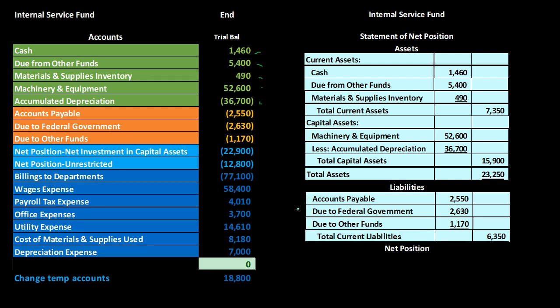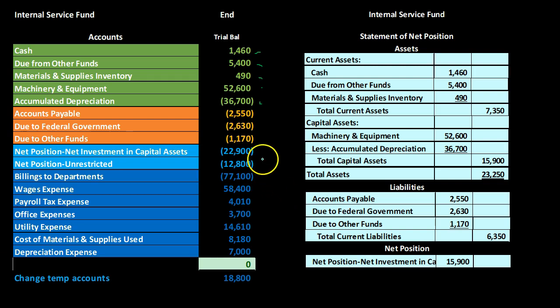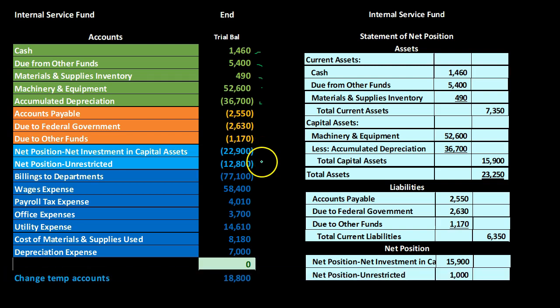6,350. Then we take a look at the net position. This is where things kind of differ the most, of course, because this is where it would be equity or stockholders' equity for a corporation or owner's equity for a sole proprietorship here. Net position. So we're looking at the net position in the net investment in capital assets. That's going to be this account here.